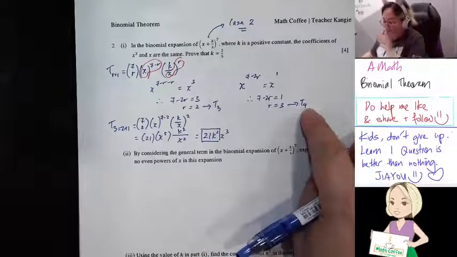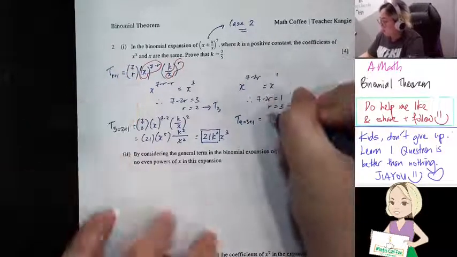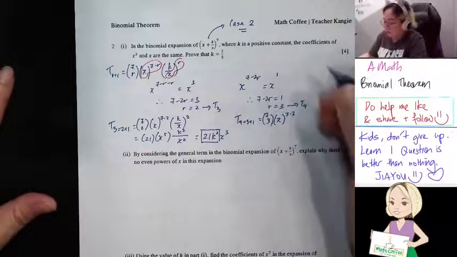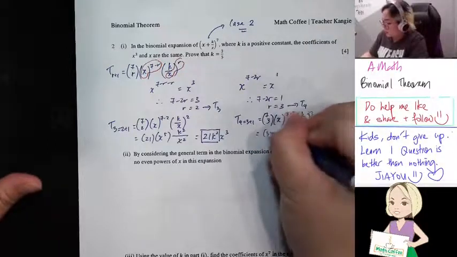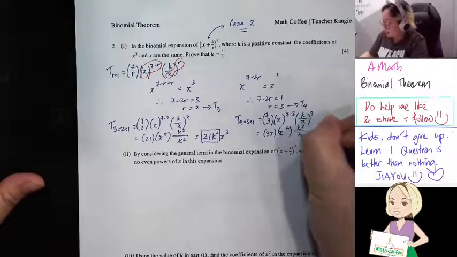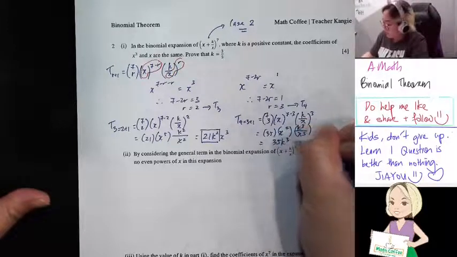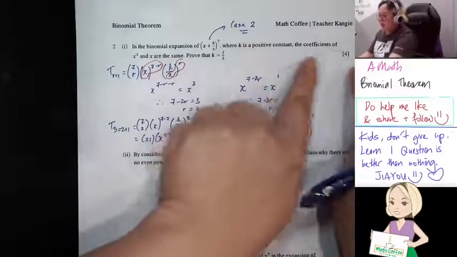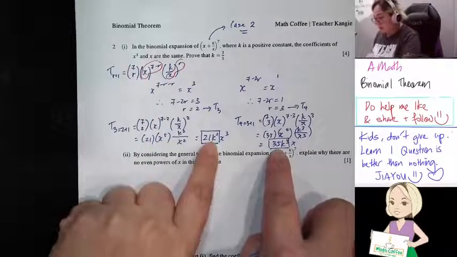So let's find our T4. My T4 will be 3 plus 1. So it will be 7C3 x^(7-3) (k over x)^3. I will get 35 x to the power of 4 k cubed over x cubed. Eventually I get 35 k cubed x. So again, this is the coefficient that I want. They tell us that the coefficient of these two is the same. So I will make use of this and form my equation.